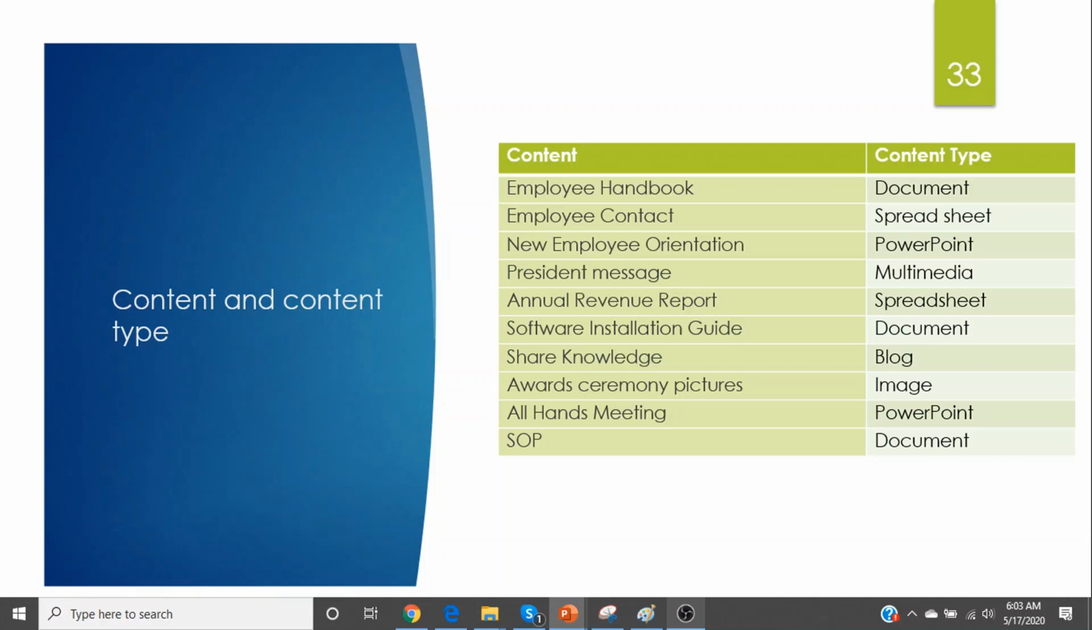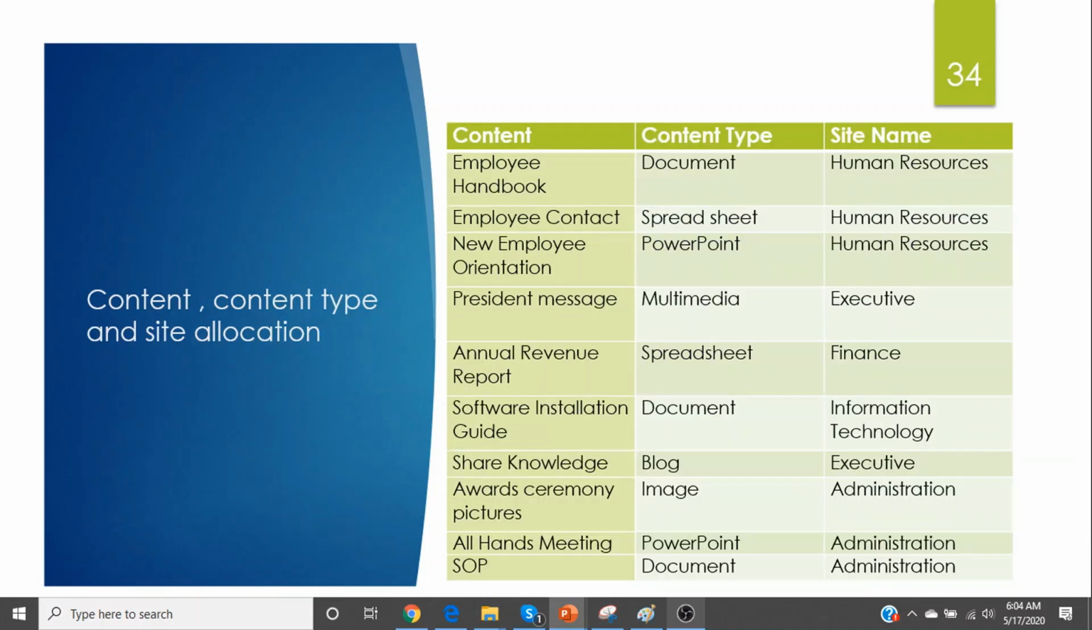So Employee Handbook is a document, Employee Contact is a spreadsheet, New Employee Orientation is a PowerPoint slide, President Message is a video or multimedia, Annual Revenue Report is a spreadsheet, Software Installation Guide is a document, Share Knowledge is a blog, Award Ceremony Picture is an image, All Hands Meeting is PowerPoint. SOP, or Standard Operating Procedure, is a document. So this is how we're going to structure and upload our content or data on the SharePoint websites.